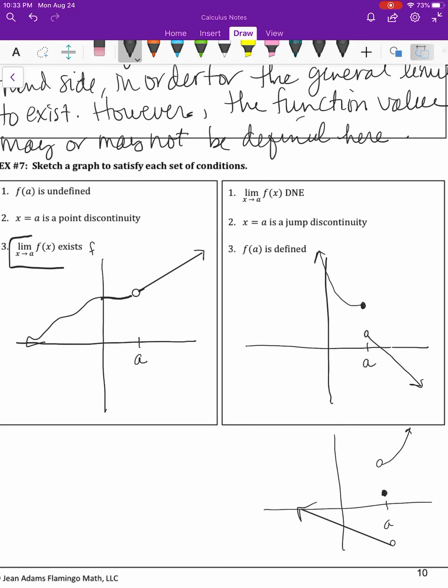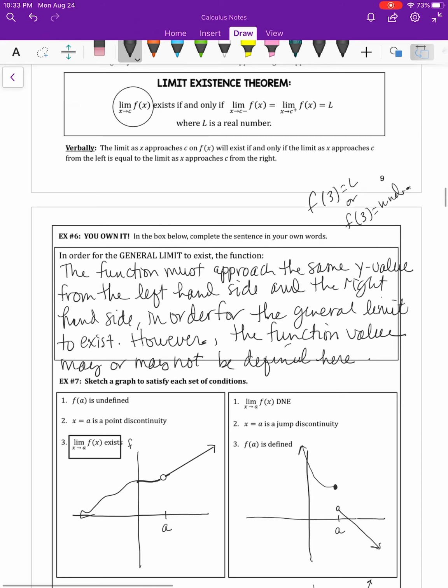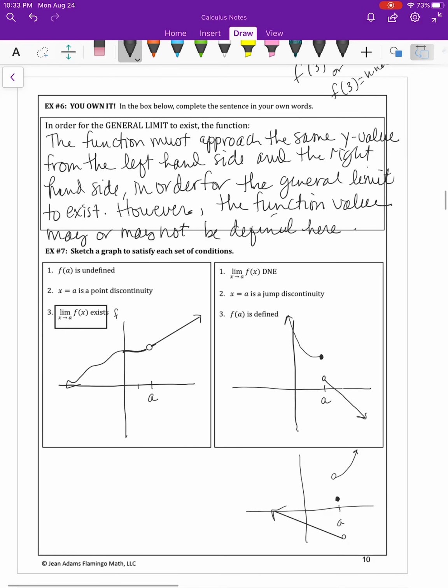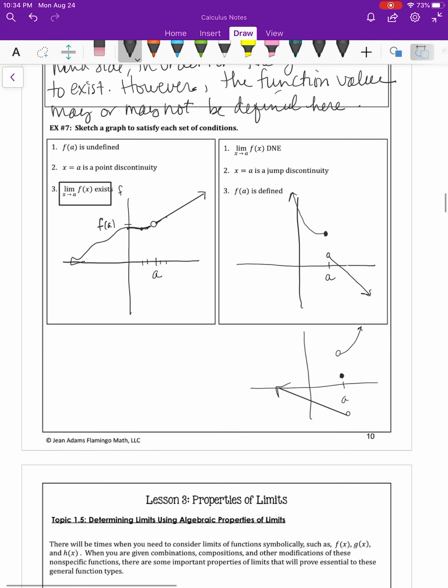Remember on this one, I wanted to show you that this exists. The limit as x approaches a exists because, look, if I'm approaching from the left, my values are approaching this f of a, and if I'm approaching from the right, I'm also approaching f of a. So since the left-hand limit equals the right-hand limit, even though it's not defined there, it would have a limit.